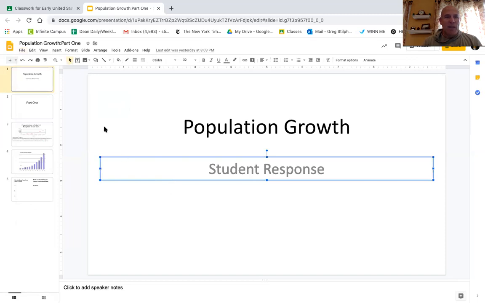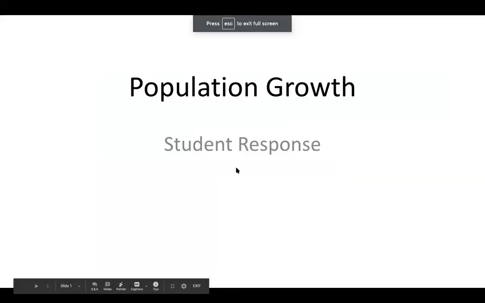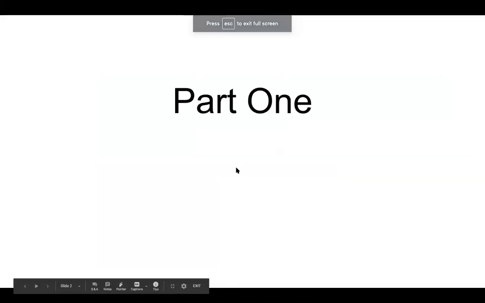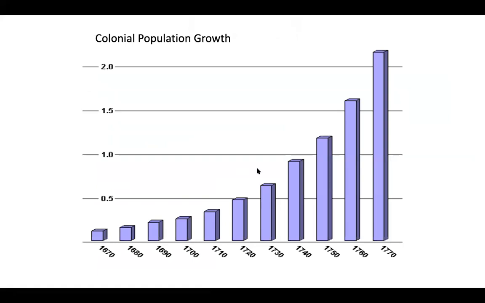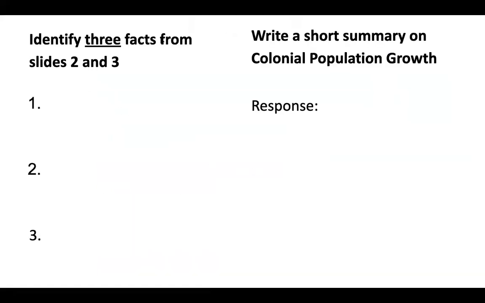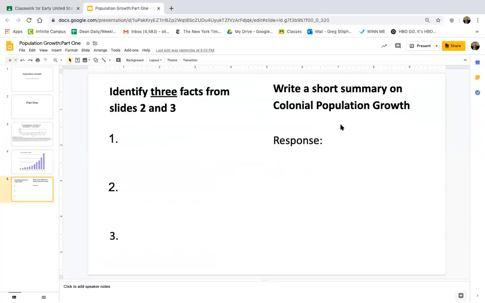And then we have this part one. It's a simple process here. You're going to do student responses, part one. You're going to evaluate this graph, and you're going to evaluate this graph. And then you're going to identify 3 facts from slides 2 and 3, and you're going to write a short summary on population growth. Pretty straightforward, pretty easy. So that's part one, and that's what you need to do today.